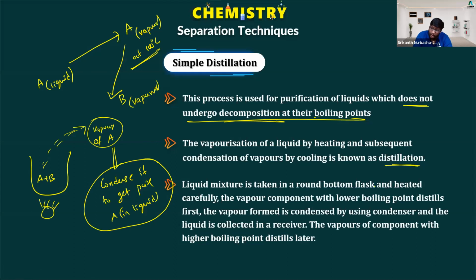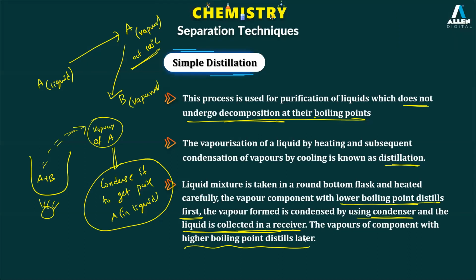The liquid mixture is generally taken in a round bottom flask and heated carefully. The component with lower boiling point distills first, as we have said. The component with lower boiling point will go into the vapor phase first and condense back. The vapor formed is condensed using a condenser and the liquid is collected in a receiver. The vapors of a component with higher boiling point distill later. If a component has a high boiling point, it will go into the vapor state at a later stage only. Is that clear, students? Simple distillation. Yes, sir. Very simple. All these techniques you can understand.